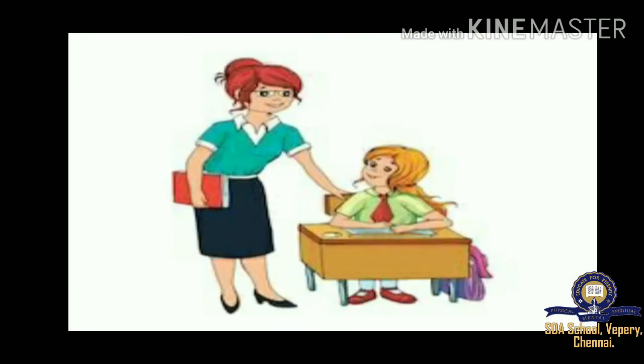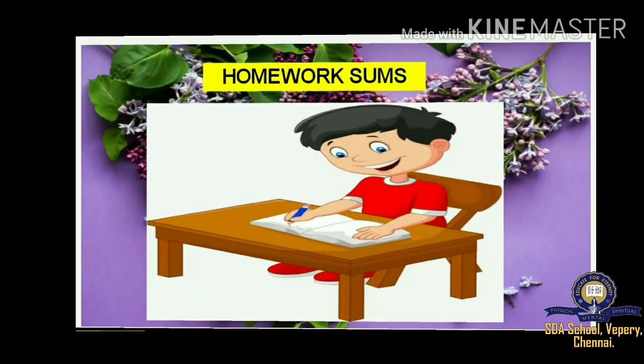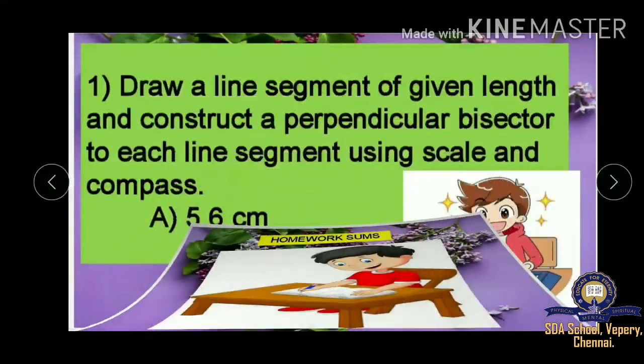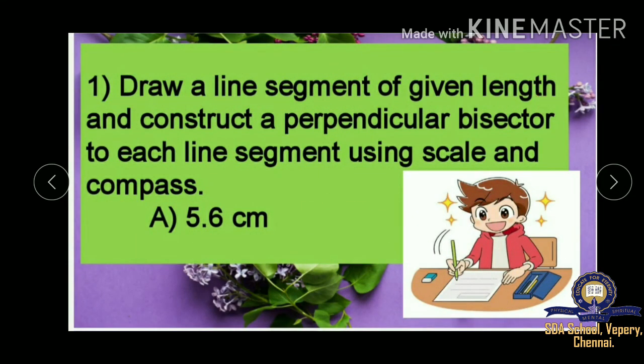Children, I hope you are clear and understood how to construct the perpendicular bisector of the line segment, right? Okay. Now here we have homework sums from the exercise 5.3. The first sum, draw a line segment of the given length and construct a perpendicular bisector to each line segment using scale and compass. The first one is 5.6 centimeter. In the same way you do this sum also.